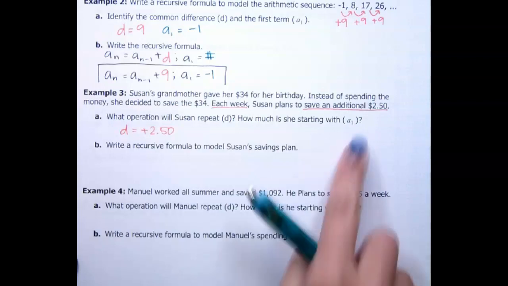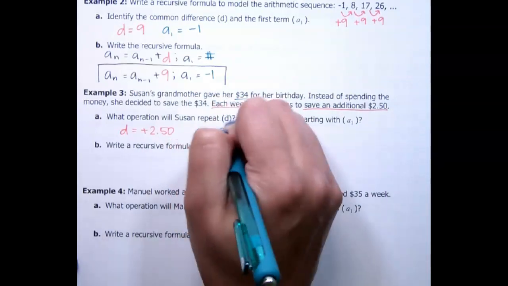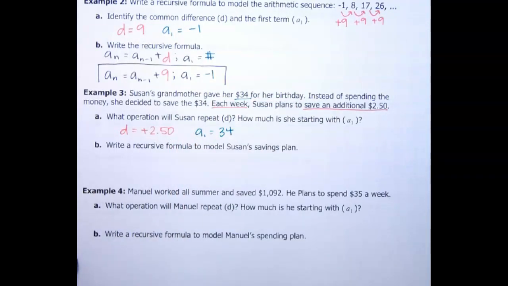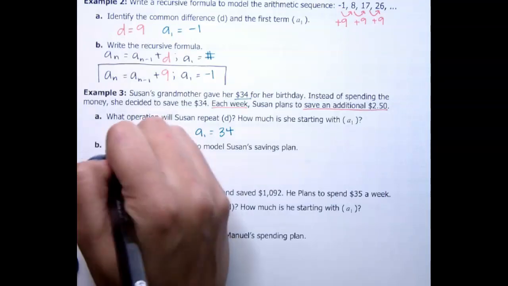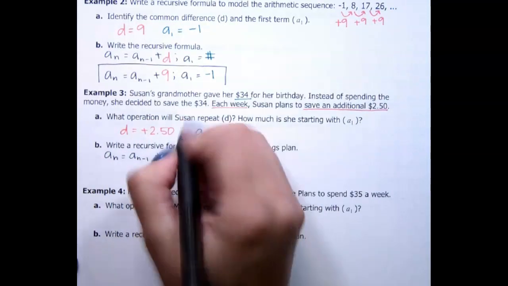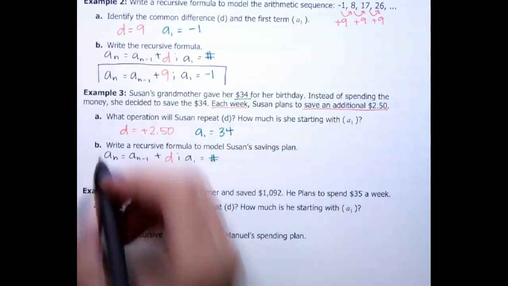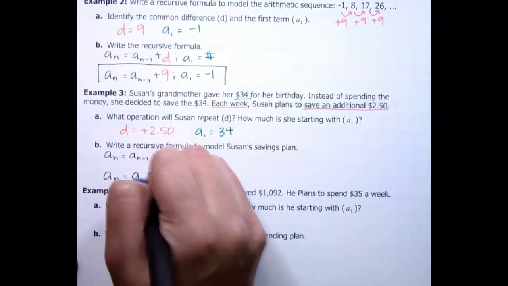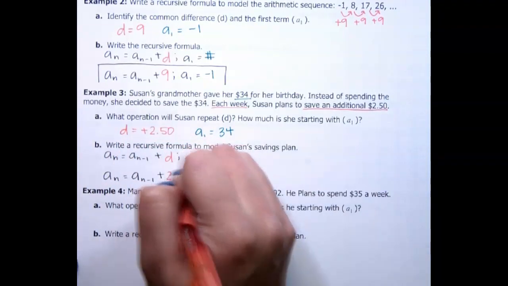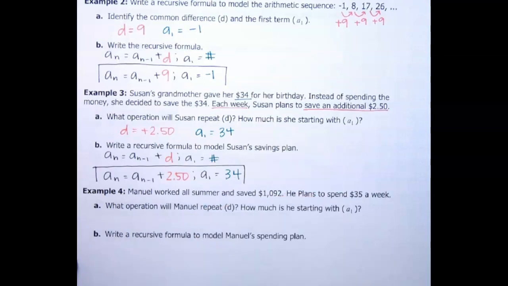How much is she starting with? A sub 1 is our first term, so that's the amount she's starting with. She is starting with $34. So A sub 1 equals 34. So now that we have the common difference and the first term, we can write our recursive formula. A sub n equals A sub n minus 1 plus the common difference. And we have to show what our first term is. Writing this over and over just makes it easier for you to remember where everything goes. So A sub n equals A sub n minus 1 plus $2.50. That's what she's going to add every week. And then she's starting with $34. That's our first term in the sequence. We're done. Last one.